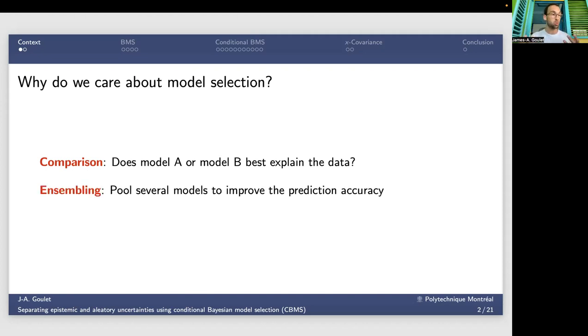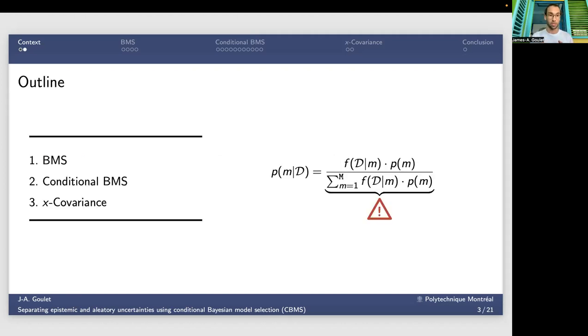The second one is when we want to do ensembling. We want to have several models and we want to combine the predictions from those models in order to improve prediction accuracy. But again, we face the same problem. When we try to use Bayesian model selection to assign weights to each model in terms of probabilities, what Bayesian model selection tends to do is to concentrate the probability on a single model.